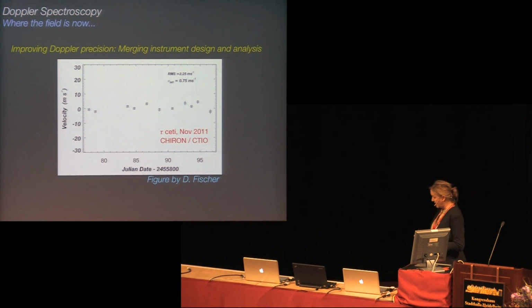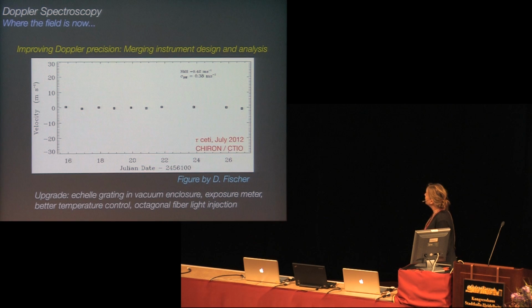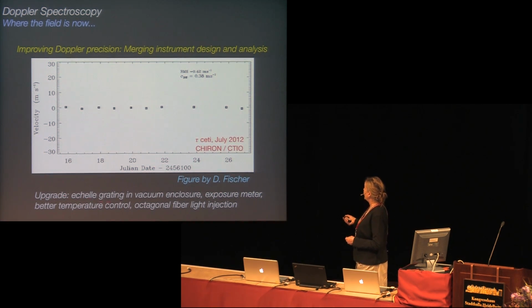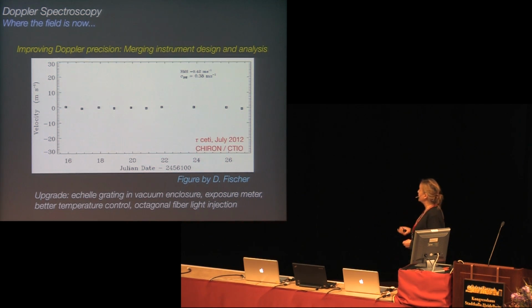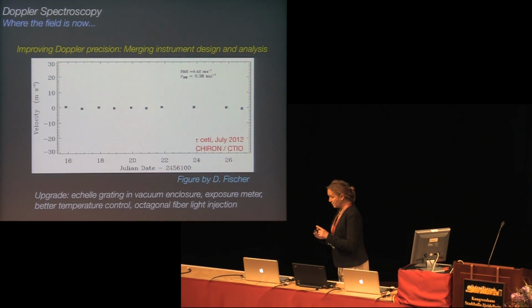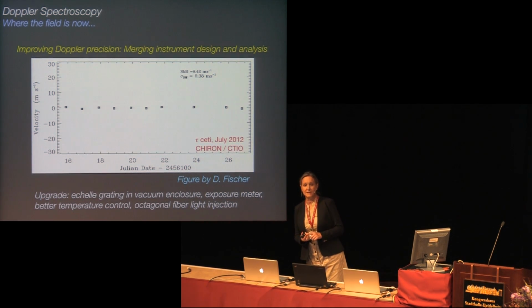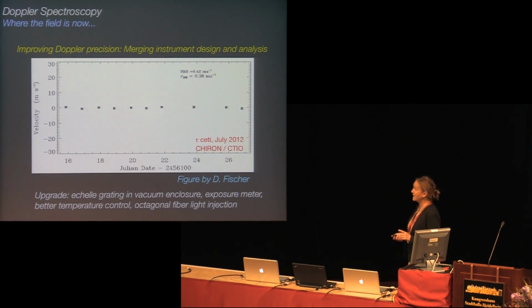We decided that's not good enough, and we sat down and brainstormed about how to improve things. We retrofitted the instrument by putting a new shell grating and a vacuum enclosure, adding an exposure meter, better temperature control to the instrument, an octagonal fiber to inject the light in, and now we're getting on that same star, Tau Ceti, over something like 10 or 12 days, internal error bars that are better than 0.5 meter per second and an RMS of about 0.5 meter per second. I think the issue has never been iodine versus thorium-argon cross-correlation techniques, but there was another reason to get rid of the iodine, which I'll tell you about in a moment.